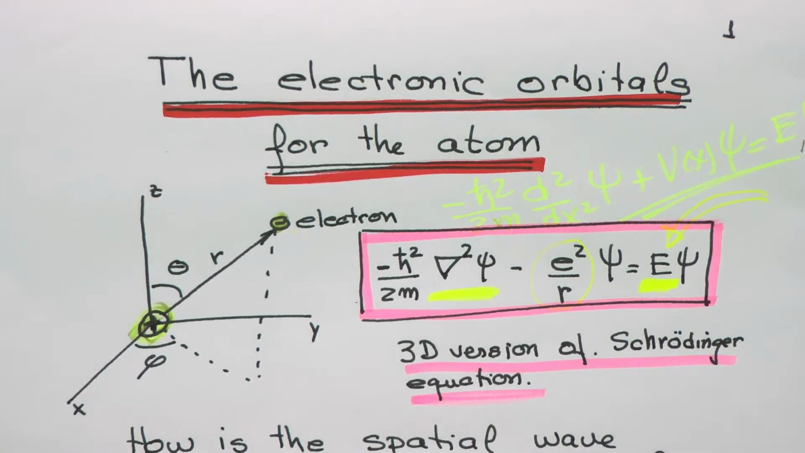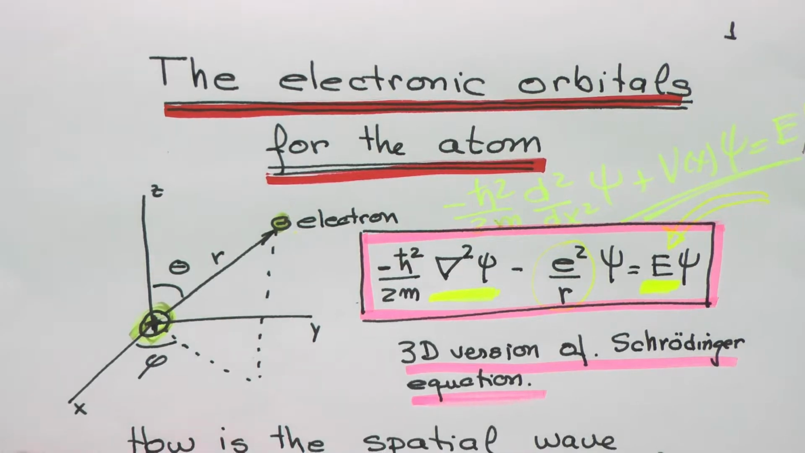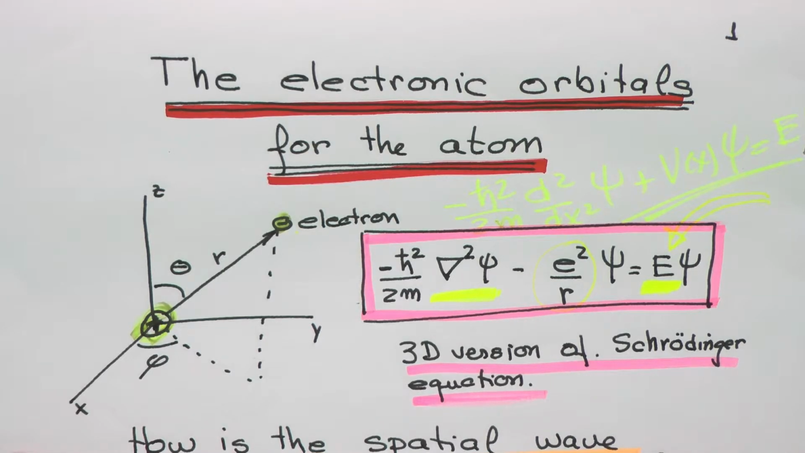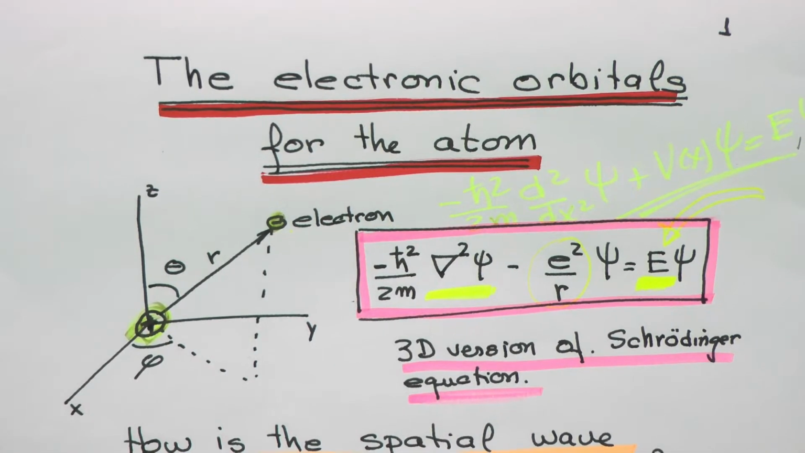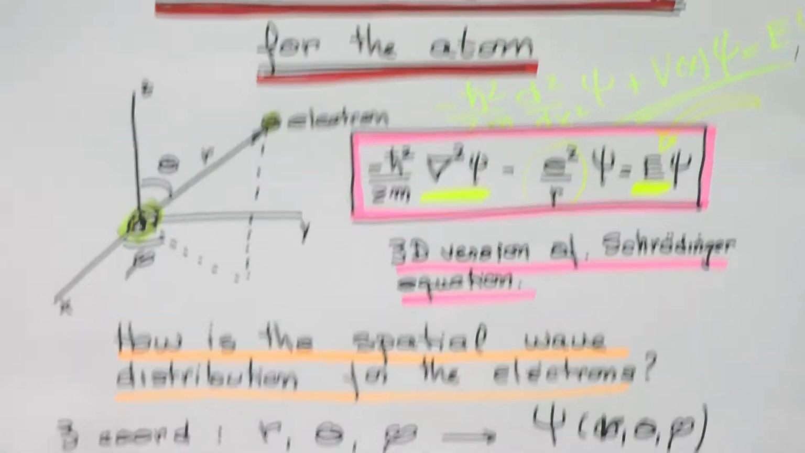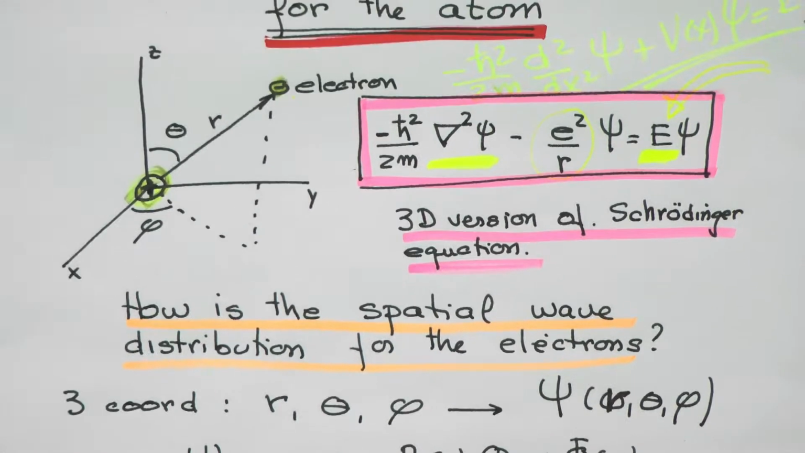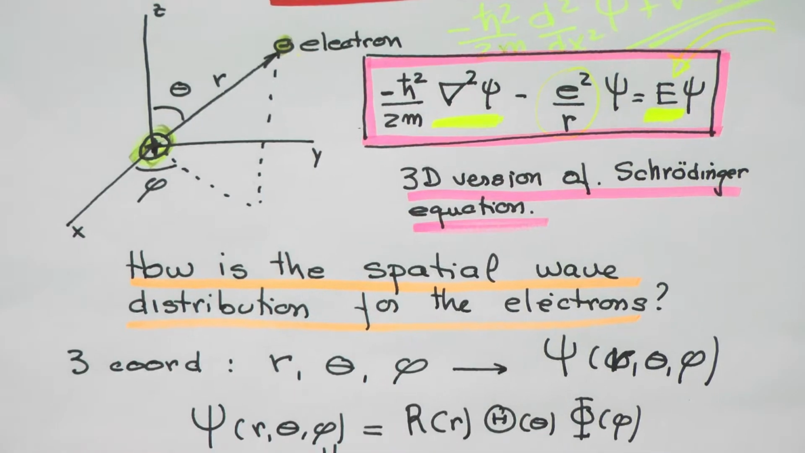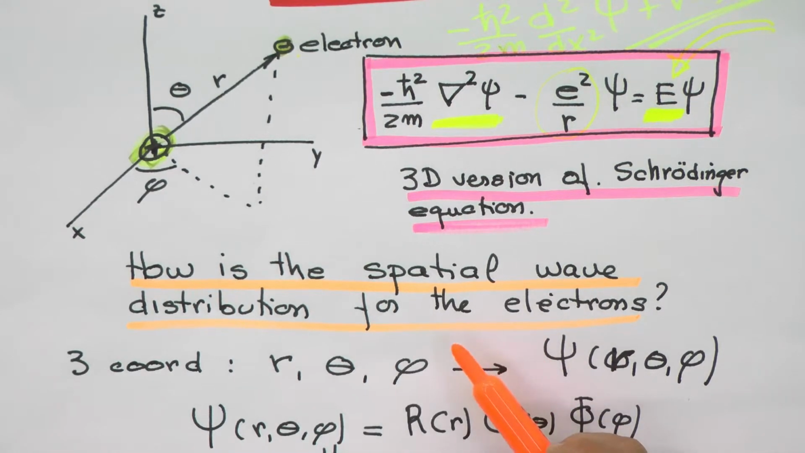And we want to solve that, right? And when we say we need to solve that, we want to give an answer for the question: how is the spatial wave distribution for this electron? How is this electron able to live if it is a wave, in the quantum mechanics context? How is the wave that represents the electron here?